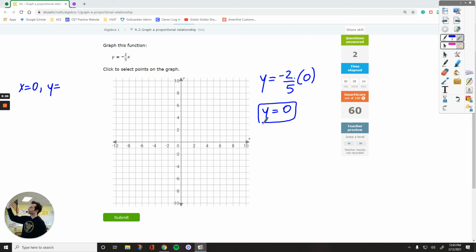So if you plug in 0 for x, y is 0. Basically, the point you have is over 0, up 0. That's your first point. And then let's find the second one.